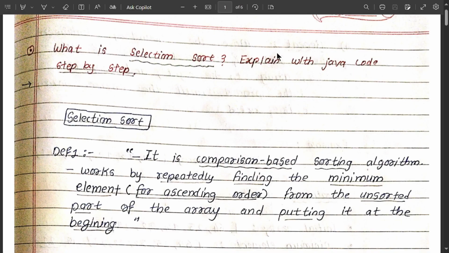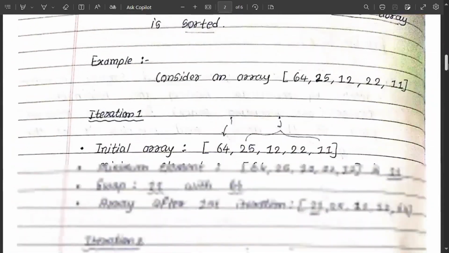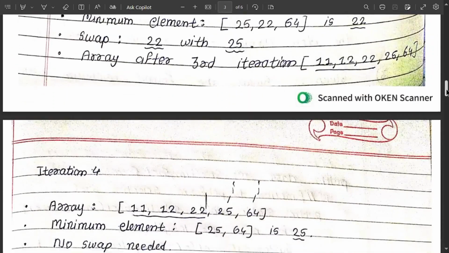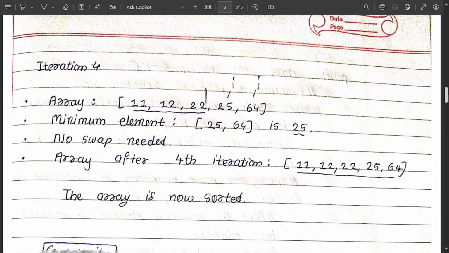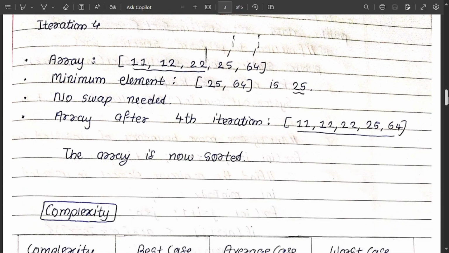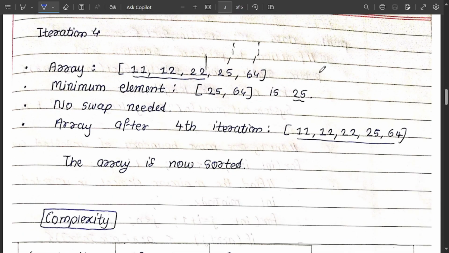Before moving to the definition of selection sort, I would like to explain how it works, and after that we will see the definition so that you will understand it properly. So what is sorting? Sorting is nothing but this: you have some numbers, and you have to put them in a proper sequence, starting from ascending order.